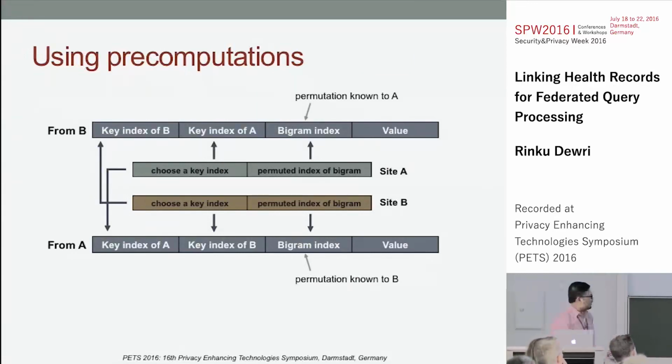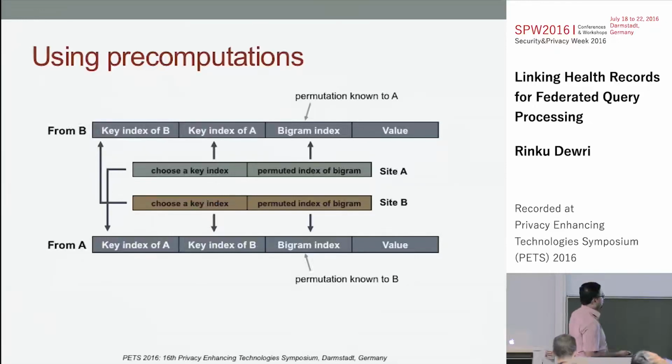Okay. Now, this is what the output looks like from the different parties at the linkage site. So you have these different values. Every site can now just refer to a bigram using an index. And it is a permuted index because it knows the permutation function. It knows which index to refer to, and then it can choose a key. So you can use that.